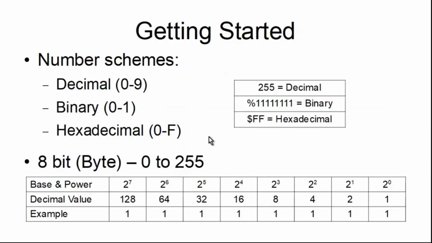So now we've got the schemes out of the way. We're going to talk about data types. There are 3 different data types that we're going to cover. The first data type, at the bottom here, is called a byte. A byte is an 8-bit number, meaning that it's comprised of 8 binary digits. It has a range from 0 to a maximum of 255.